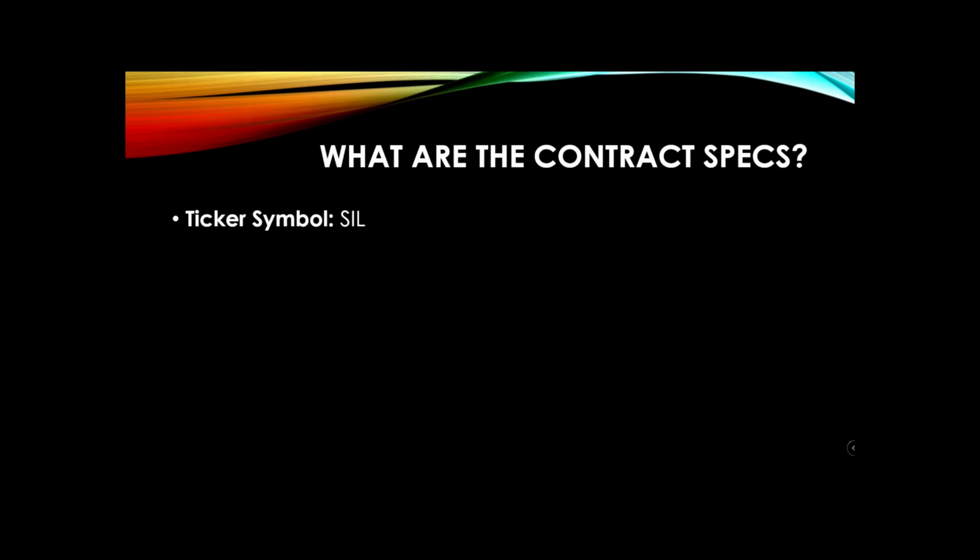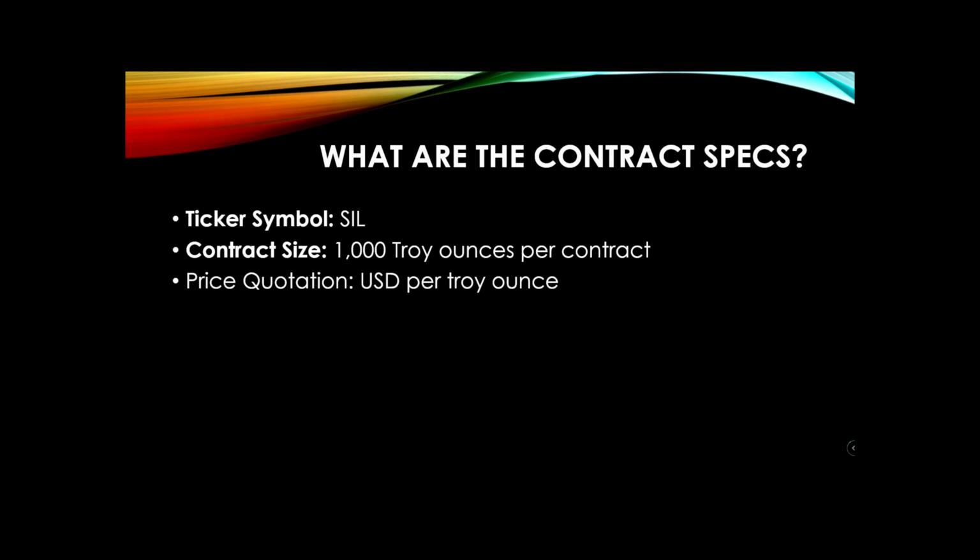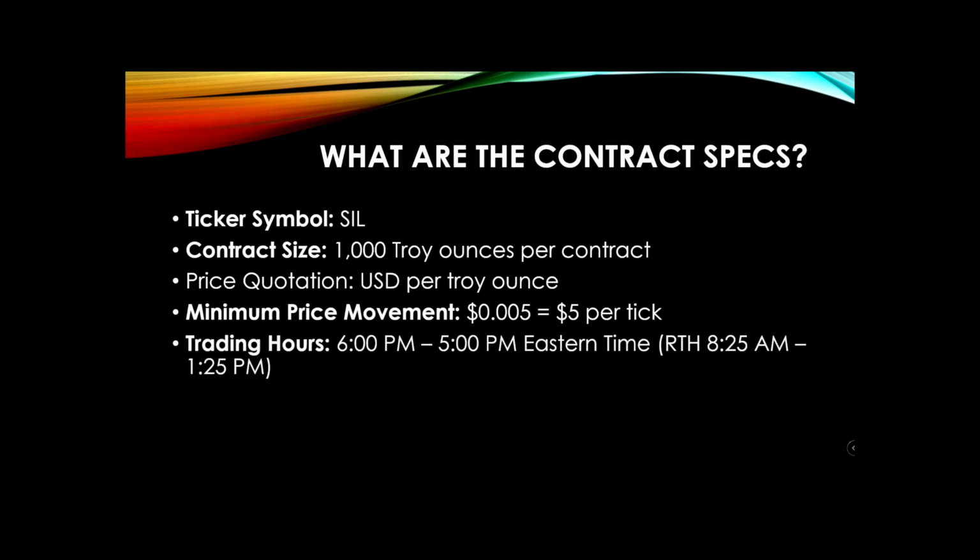So the ticker symbol is SIL. Its contract size is 1,000 troy ounces per contract, which means it is 1/5 the size of the SI contract. It's quoted in US dollars per troy ounce. It has the same price movement. The only difference is instead of it being $25 a tick, it is $5 per tick. Shares the same trading hours, same settlement time.